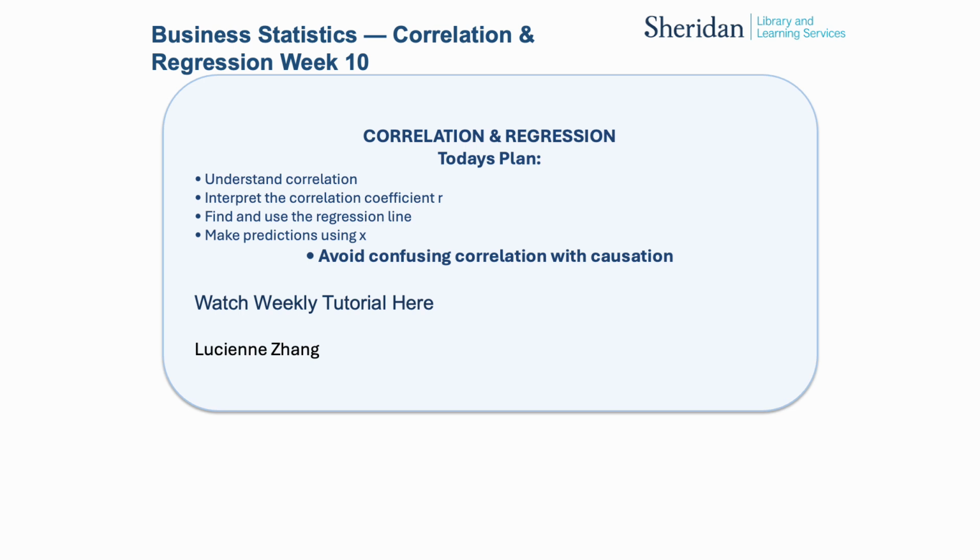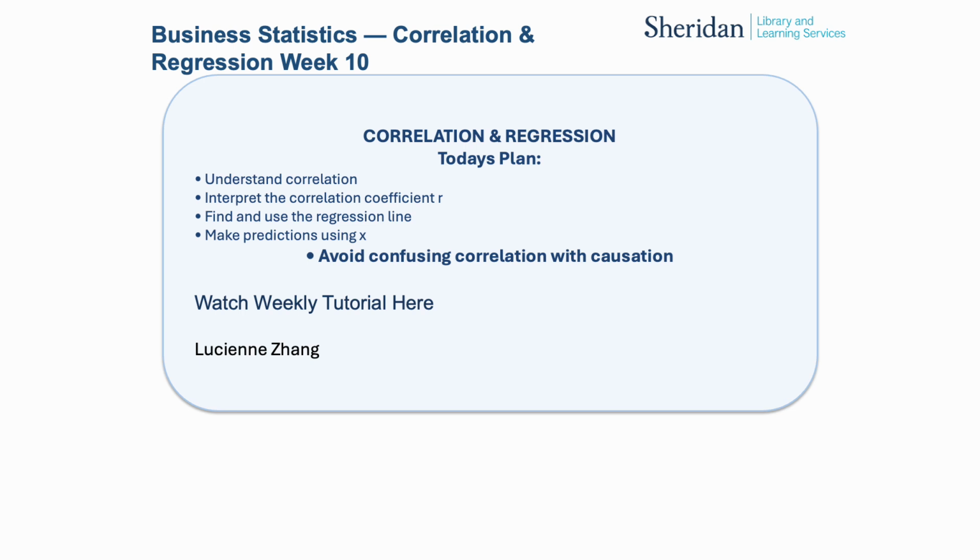One concept that I really want everyone to remember through this chapter is this: correlation does not imply causation. Just because two variables are related doesn't necessarily mean that one causes the other. This idea appears frequently on exams, so we'll spend some time discussing it later in the tutorial. Alright, let's start with our first topic.